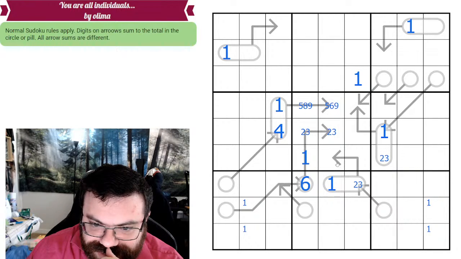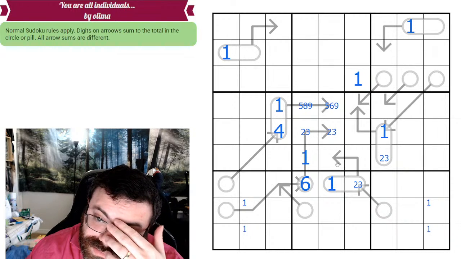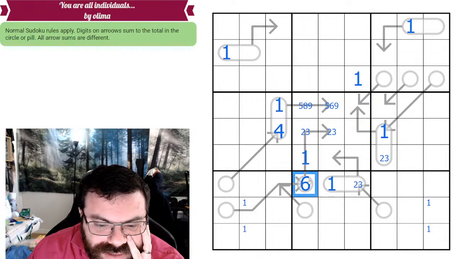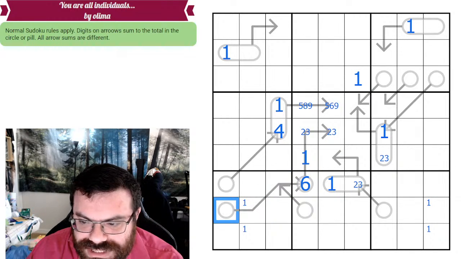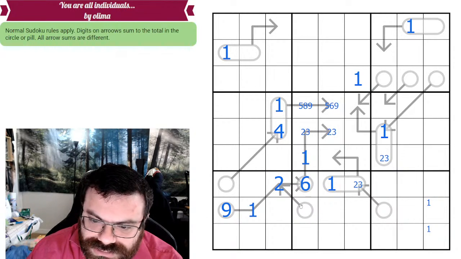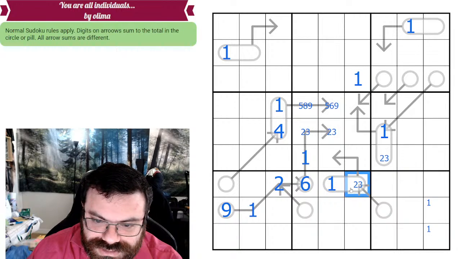So where does the 7 go? We've either got, let's see, 7 could be 7, 6, adding to 13. I don't know if I want to think about that right now. This is a 6, though. So this has to be 9, 1, 2. So now my 9 arrows used. So this is a 3, this is a 2.